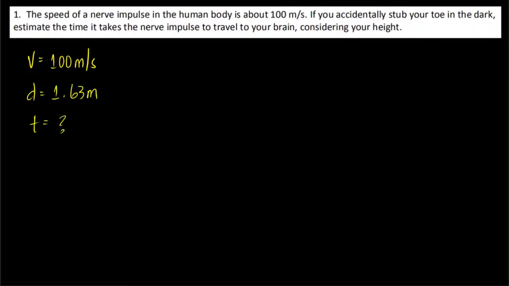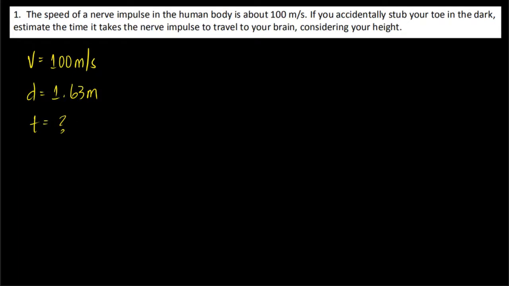For example, the speed of a nerve impulse in the human body is about 100 meters per second. So, from the word speed, we know that's going to be v. If you accidentally stub your toe in the dark, estimate the time it takes the nerve impulse to travel to your brain, considering your height. So in my case, I am 1.63 meters. Okay, so you can plug in your height kasi muna siya nasa question. Now, what is the time?